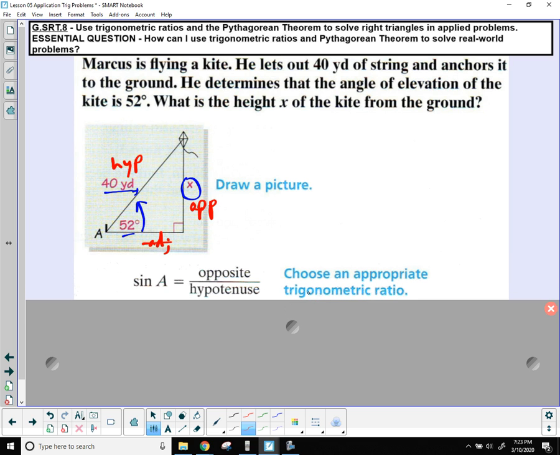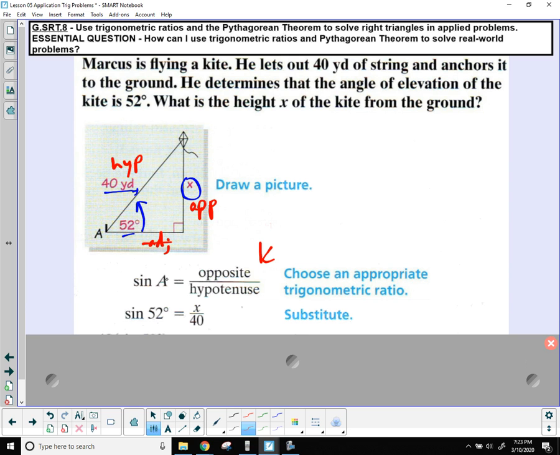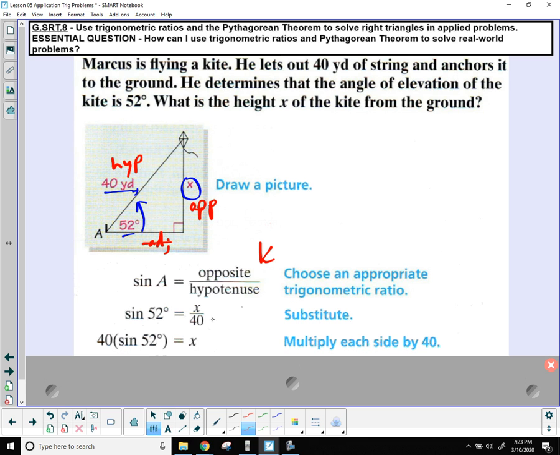Okay, now that we picked the trig we want to use, then we're simply going to plug in what we know. Okay, A is 52 degrees. Opposite side was x. Hypotenuse is 40. Okay, the 40 got over here because you need to multiply by 40 to both sides. And this 40 cancels, and you have 40 times sine 52. Let me move it. See if I can move it real quick. There you go. And that's how we got 40 sine 52.